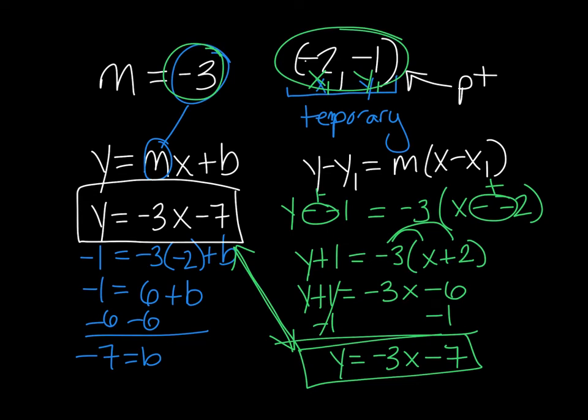So that is how you use both slope-intercept form and point-slope form. You can decide which one you like. I suggest trying both of them, not on each one, but I mean, try one problem, do one problem, do another, and see which one you like better.